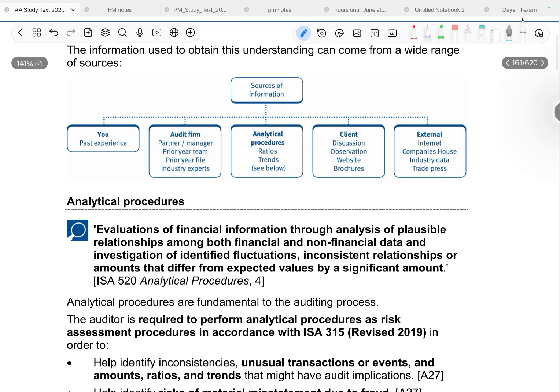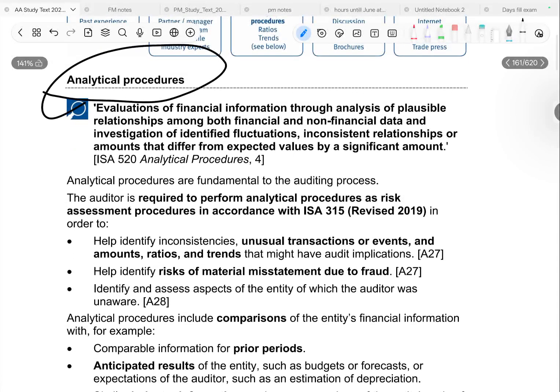Okay, so now let's move on to analytical procedures. Analytical procedures involve evaluating financial information by analyzing relationships between financial and non-financial data. The auditor looks for unusual fluctuations, inconsistent relationships, or amounts that differ significantly from expectations. These procedures are a fundamental part of the audit process.